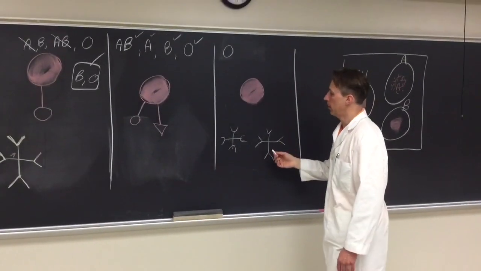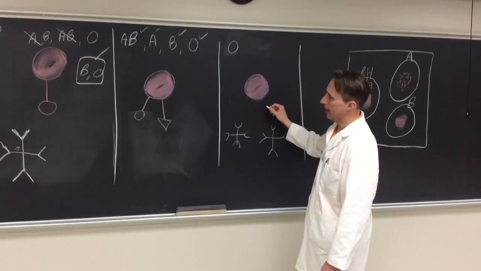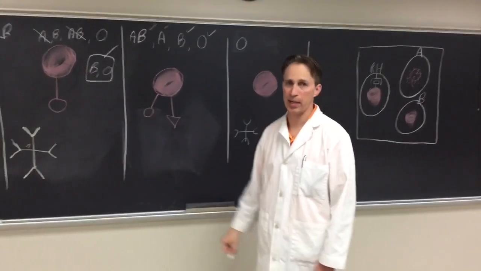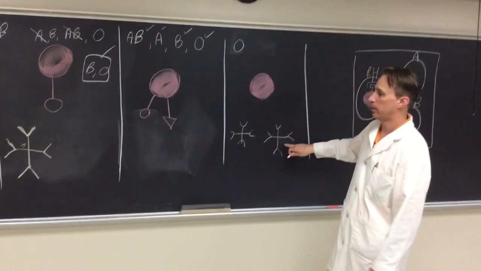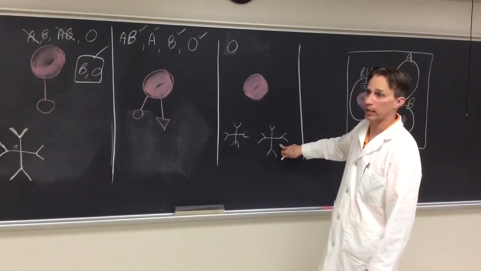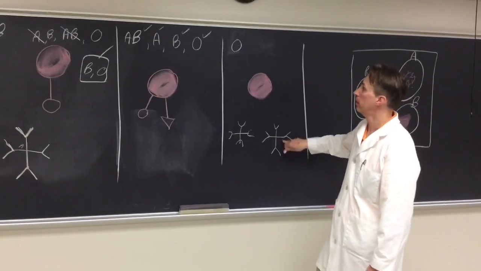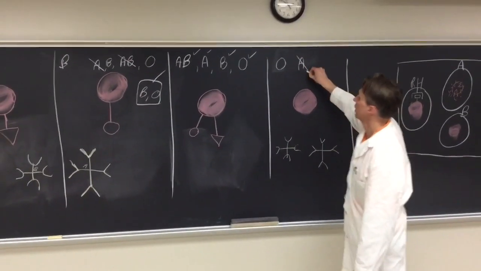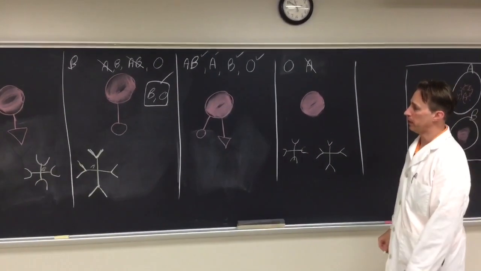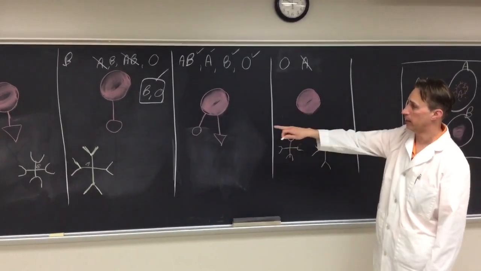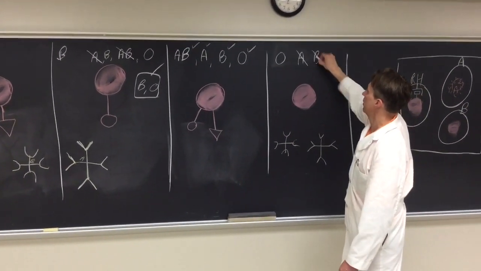Let's look at blood type O. Can they take from blood type A? They have an antibody against the antigen of A. They cannot take from A. Can they take from B? Again, there is an antibody against that antigen. They cannot take from it.